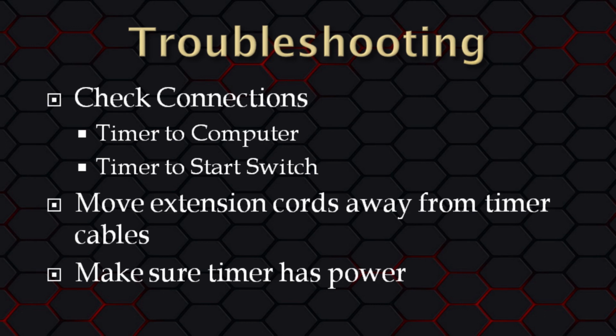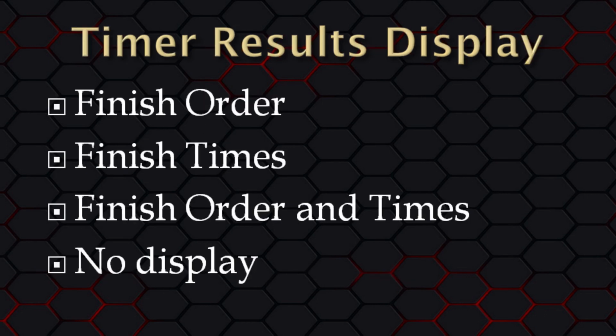If there aren't any obvious issues that you can find and if you don't think that you can get the problem resolved quickly, then we will go over your options to continue on. How you proceed really depends on your particular timer and what scoring method you were using. With the timer, some display results by finish order, some display the finish times, some show both finish order and times, and some do not have any type of results display. We will go over the different scenarios that are possible.